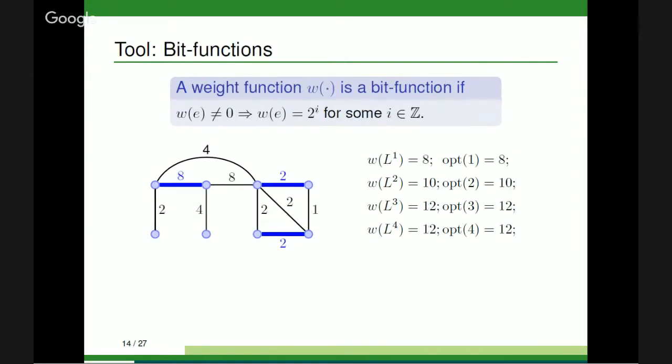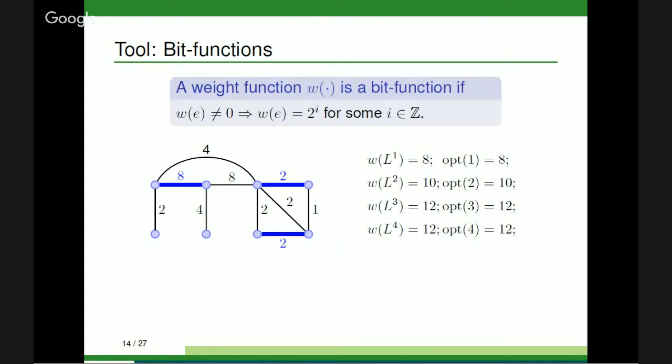The second tool that we need is the concept of a Witt function. So what's a Witt function is just a weight function such that all the non-zero weights are powers of 2. So you can have 0 weights or powers of 2. They don't have to be positive powers of 2, so they could be 1/2 or 1/4. So they can be 2 to the minus some natural number.